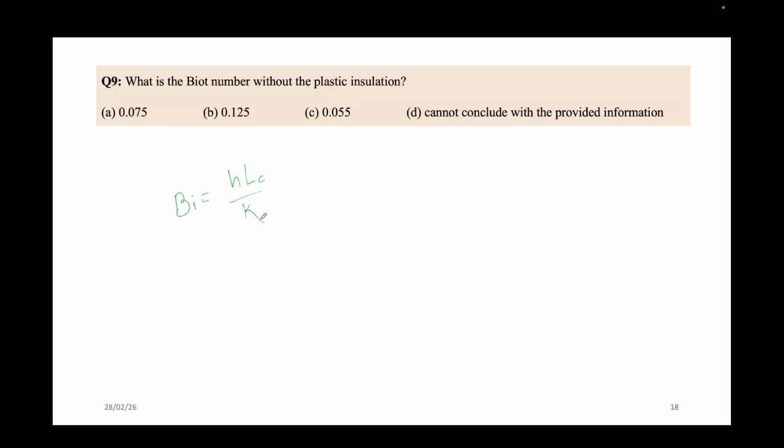So this is the characteristic length. This is the insulation of the oil. This is the thermal conductivity of the wire, right? So h we know is 20, and L we need to calculate. L, the characteristic length Lc, is basically V by area. So it is a wire.